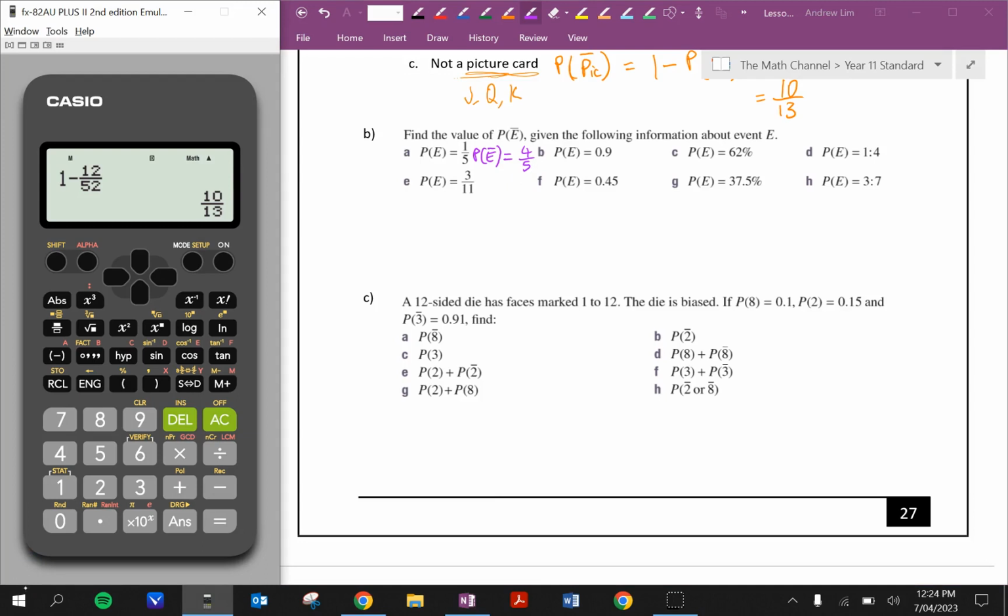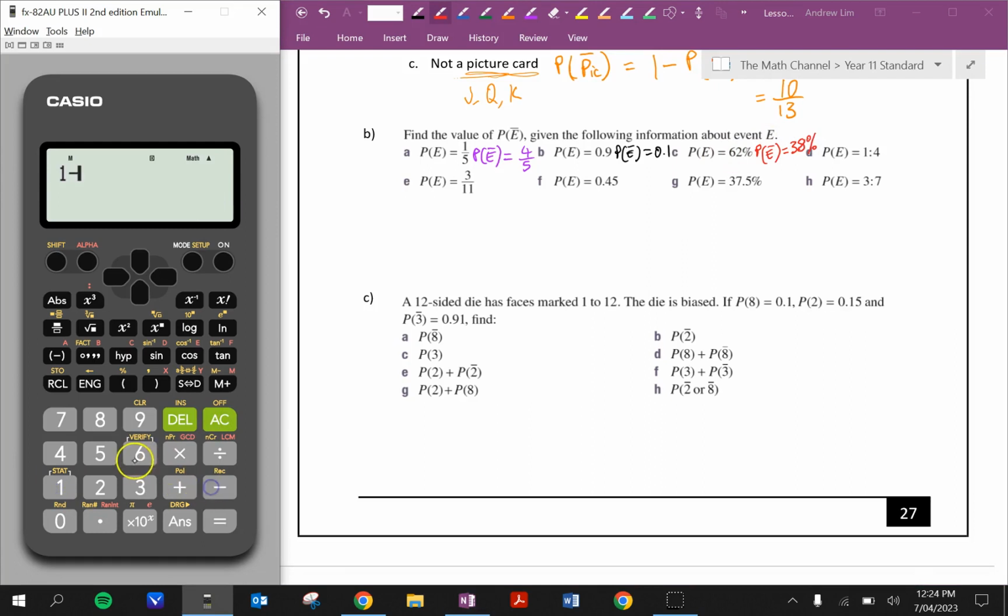All right, question B. So the probability of an event is 0.9. So what's the probability of its complement? The probability of its complement is 1 minus 0.9, which is 0.1. Question C. The probability of an event is 62%. So the probability of its complement is 38%. Okay, 1 minus 62%.